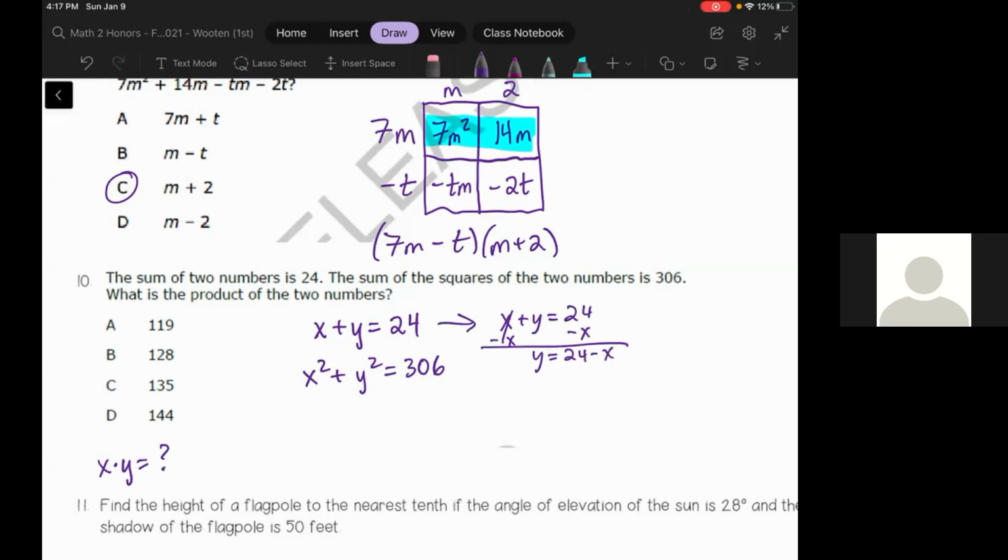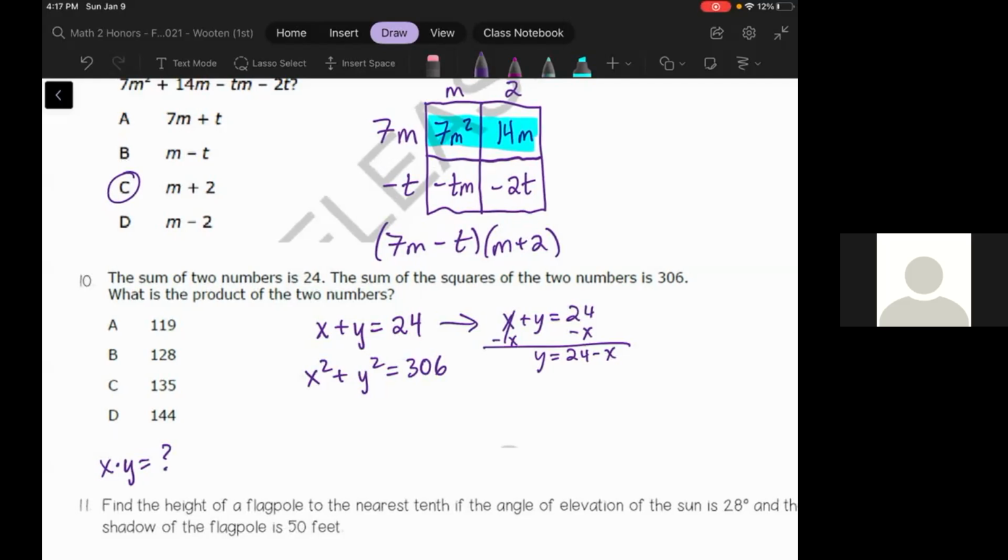So now I have a substitution rule that I can replace the y in the other equation with. I can take that x squared plus y squared and turn it into x squared plus 24 minus x, because that's the same thing as y, and use that as the y squared. Then I would have to square 24 minus x, do a quick area model to do that, write that out down here, end up with a quadratic that I solve, and go from there. Seems like a lot of work, right?